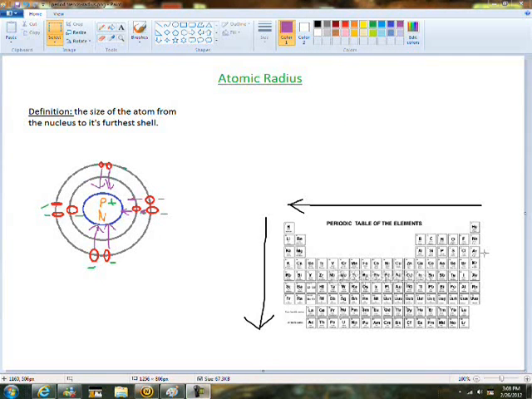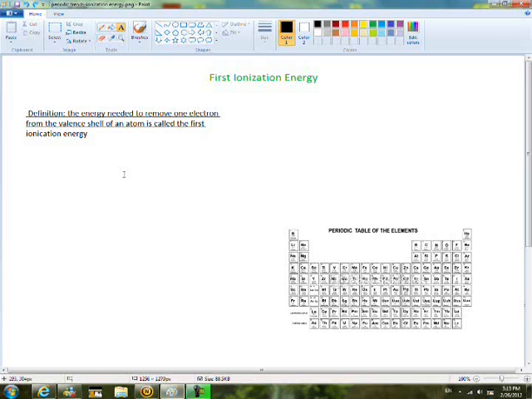It gets smaller as you go to the right side of the periodic table because there's more electrons now, so there's a stronger attraction between the nucleus and the electrons. And it gets larger as you go down because there's more shells now. So there's more things that are blocking the electrons to get to the nucleus.